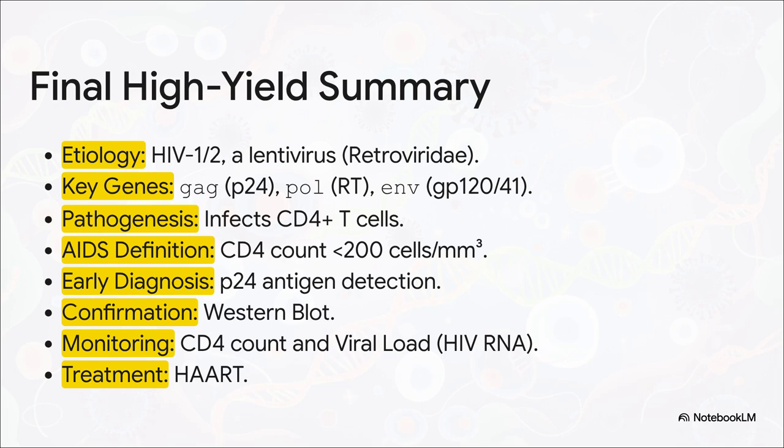For early diagnosis, you're looking for the P24 antigen. The gold standard for confirmation is the Western blot. For monitoring the disease, you're tracking the CD4 count and viral load. And the standard of care for treatment is HAART. And that concludes our overview of acquired immunodeficiency syndrome.